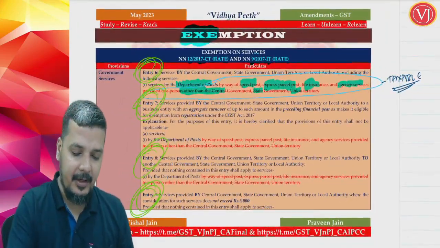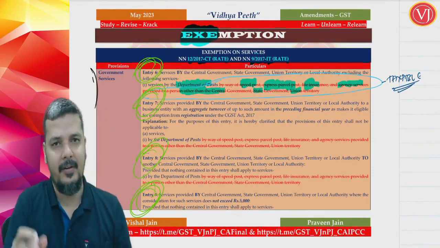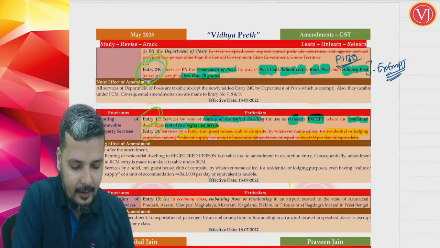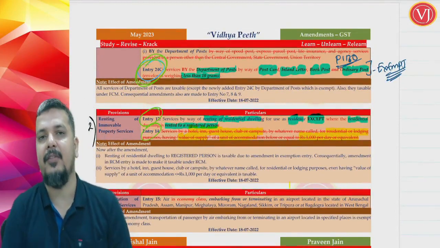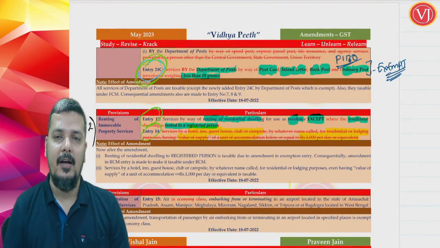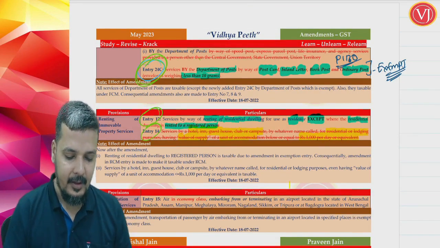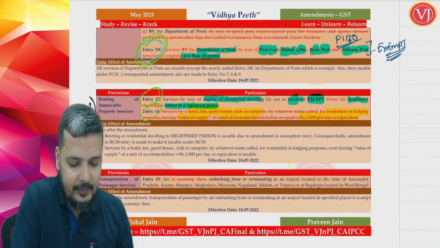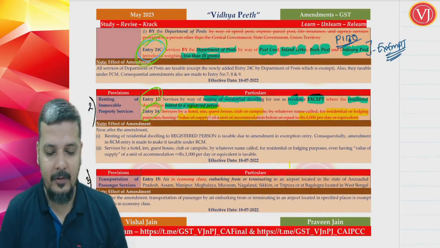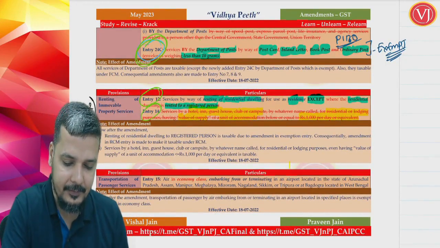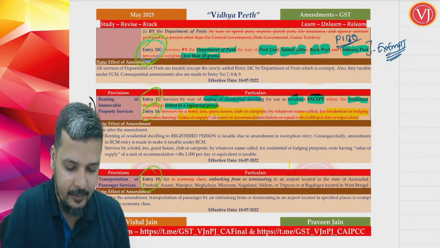The first of the exemption entry is government services, which you have discussed when you have discussed your Department of Post. The second is your renting of immobile property, which you have discussed just now when you are talking about your renting of residential dwelling, and you are talking about hotel, inns, guest house, etc. Now the next entry, you are talking about your passenger transportation services. Entry number 50, passenger transportation services.